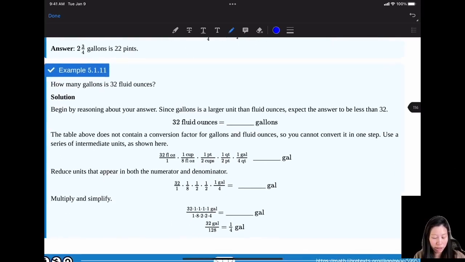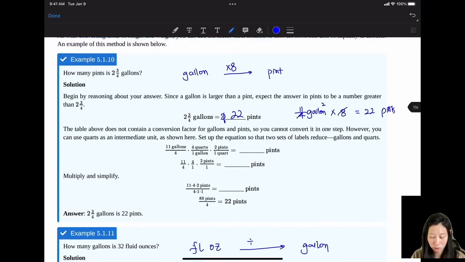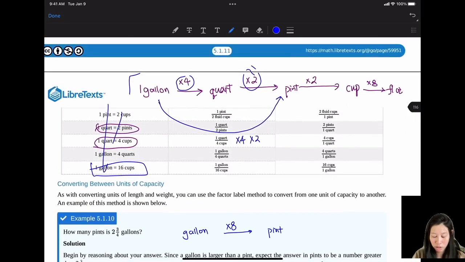Okay, next one is how many gallons equals to fluid ounces. Again, we have fluid ounces, and then you want to convert it to gallon. And from a smaller unit to a larger unit, you want to divide by the conversion factor. So look, fluid ounces to gallon.